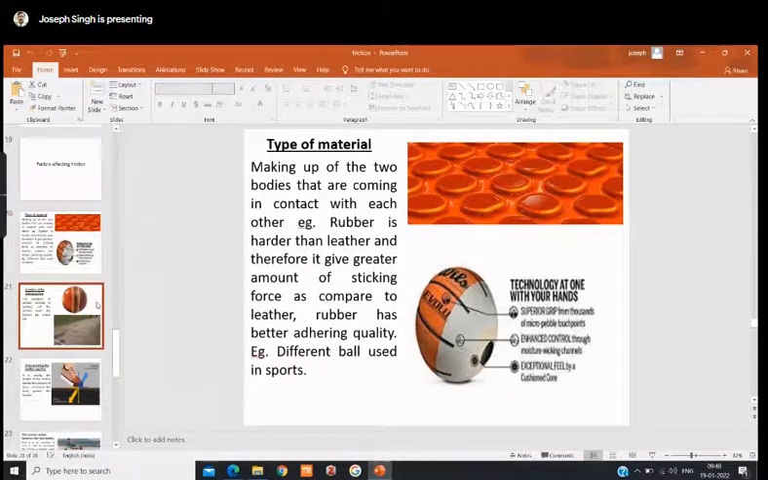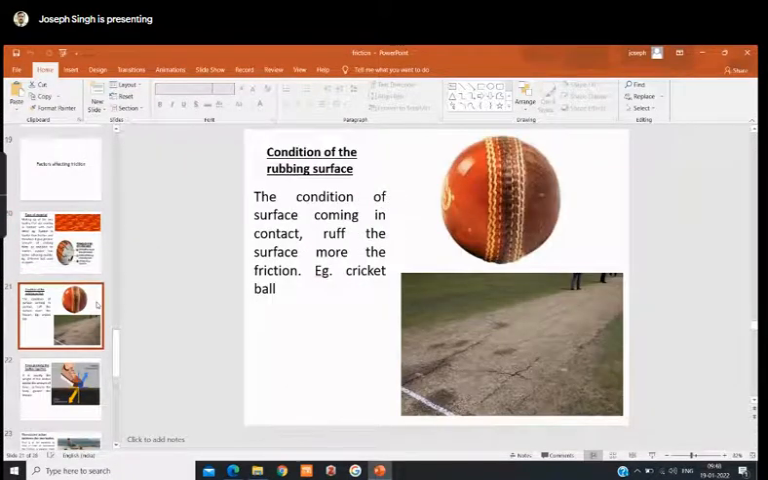The second point is the condition of the rubbing surface. How is the condition of the surface where the contact is, whether it is a rough or a smooth surface. Like in cricket, you can see the bowling pitches, or we can say the pitch for the fast bowler.